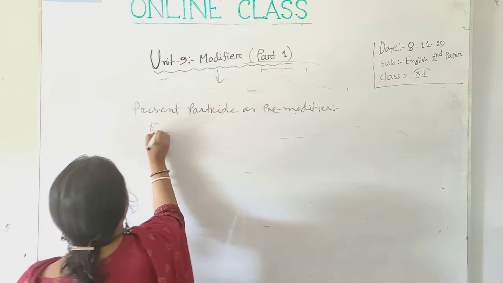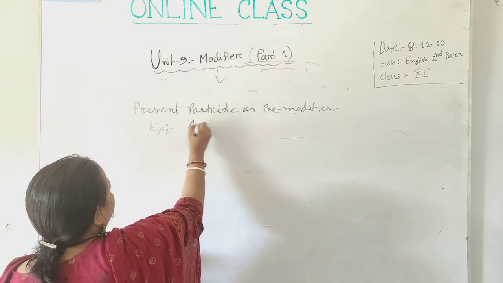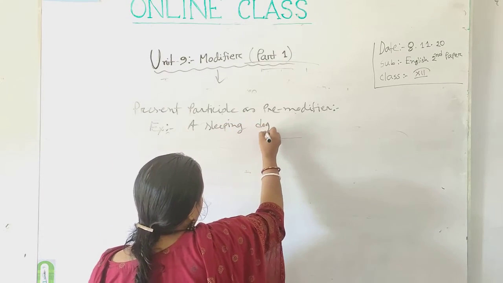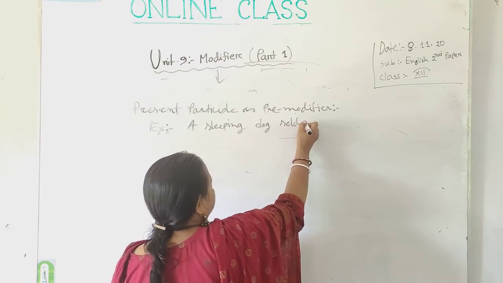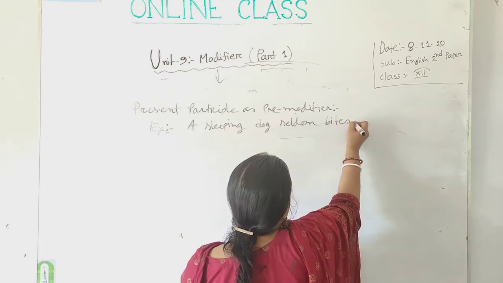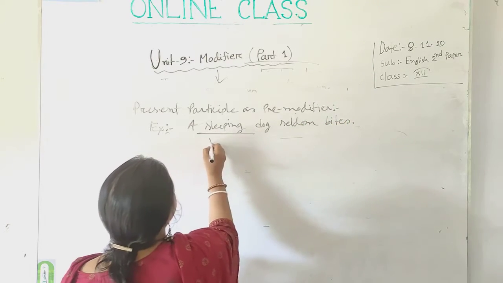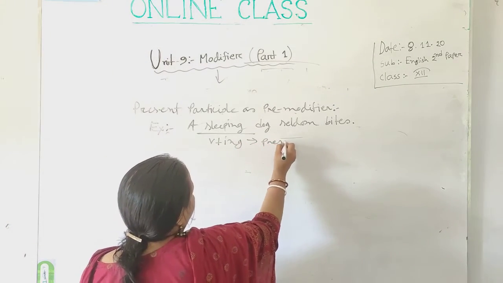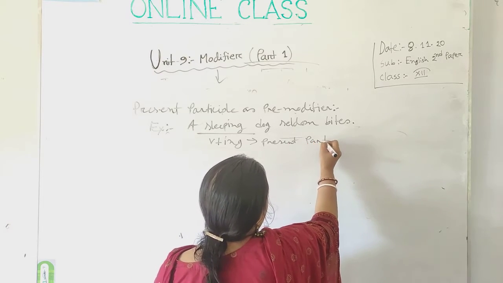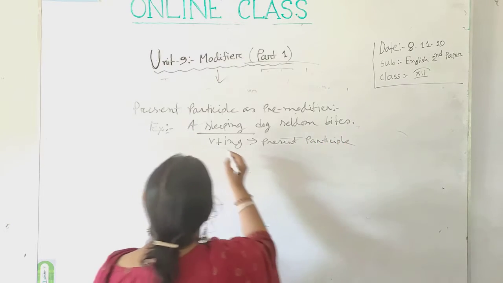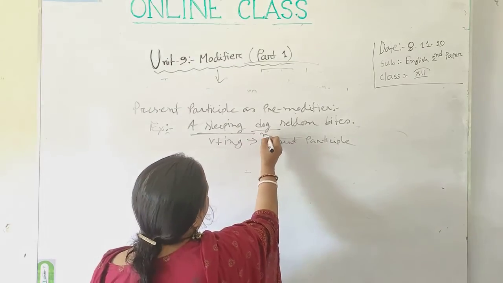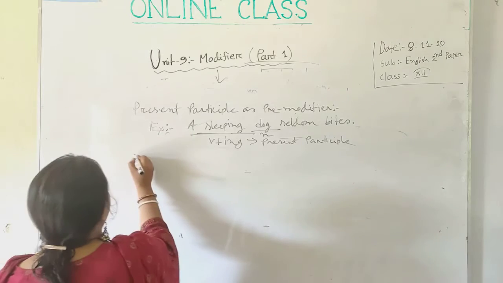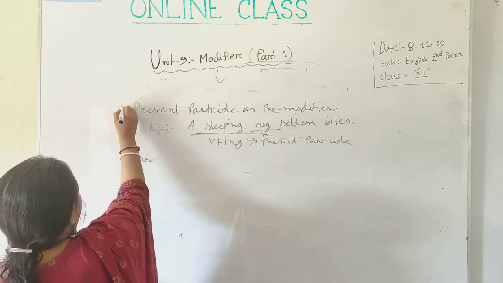Example, a sleeping dog seldom bites. A sleeping dog. Which dog? Sleeping dog. Verb plus ing is a present participle. So here the present participle is working as a pre-modifier before the noun. It is a pre-modifier.